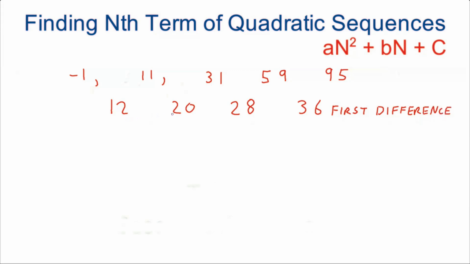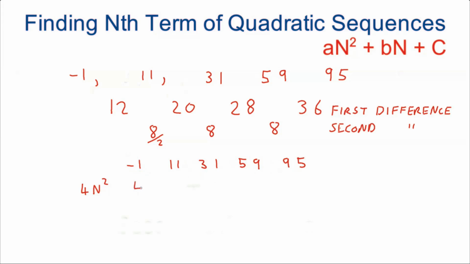And let's find the second difference. 12 to 20 is 8. So that's it. 20, yes, 8. 8. That's our second difference. We divide this by 2. Gives us 4n squared. Put down our terms again. This is the first, second, third, fourth, fifth terms. So we put 1 in. 1n squared is 1. Times 4 is 4.